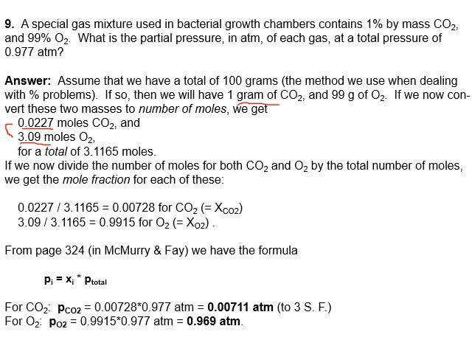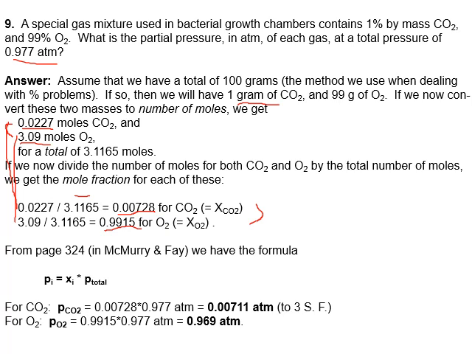So first of all, we divide the 0.0227 by the total, which turns out to be about 3.12, or 3.1165, and then divide the O2 moles by the same. And here are your mole fractions. For the CO2, it's 0.00728, and for the O2, it's 0.9915. And then just take these two numbers in turn, multiplied by the total pressure, which is 0.977 atmospheres, and that gives you your answer.